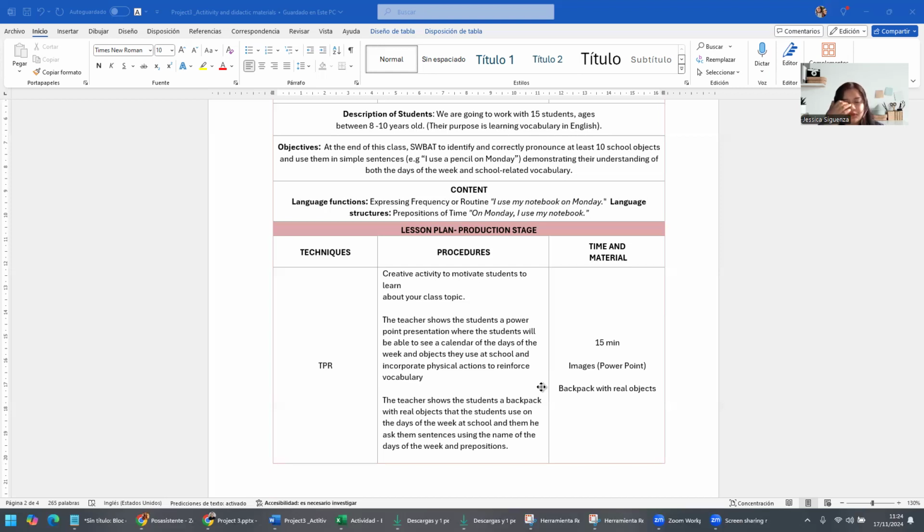The next one is the teacher shows the students a backpack with real objects that students use on the days of the week at school, and then asks sentences after sentences using the names of the days of the week, preposition and the time. And materials: the time is 50 minutes, and the materials we are going to use for this activity are images in PowerPoint for a presentation, and the paper with real objects that I prepared before this class.